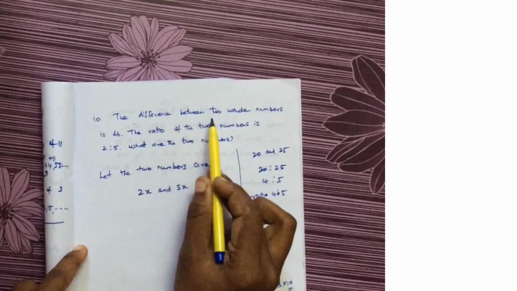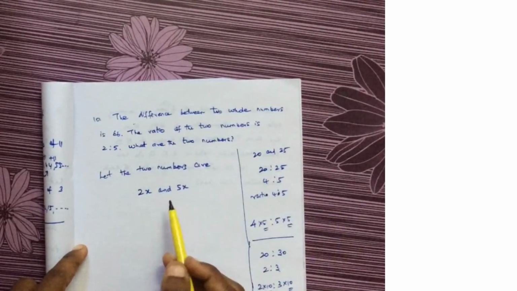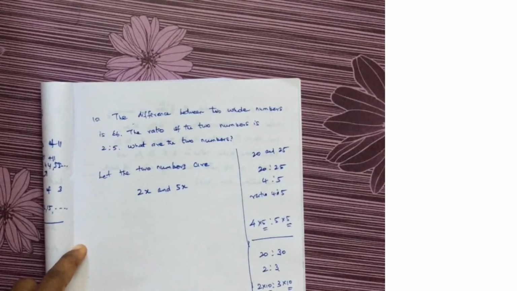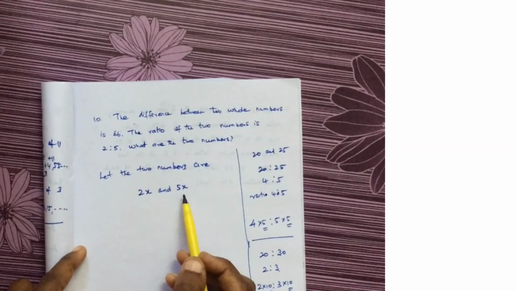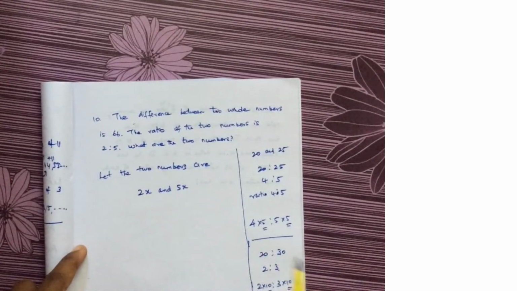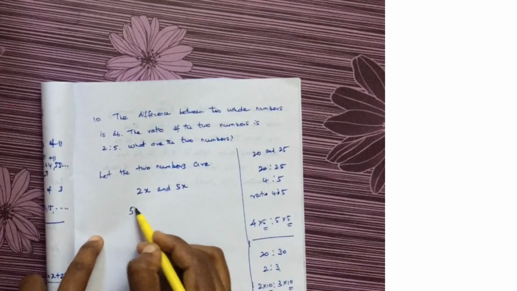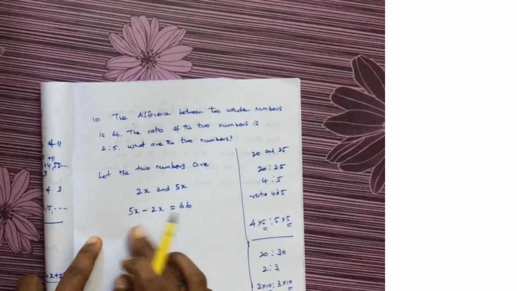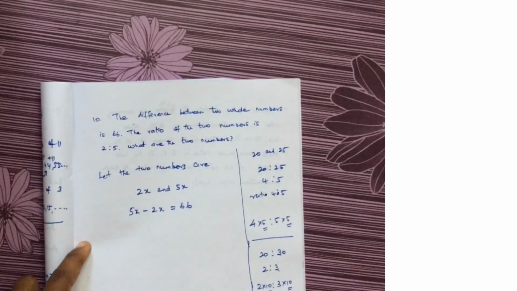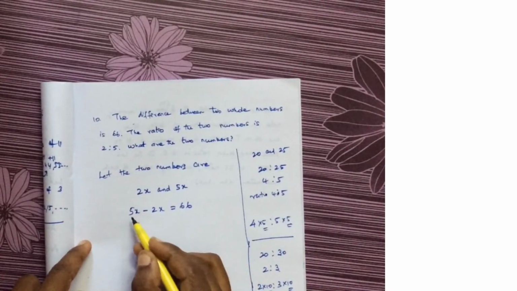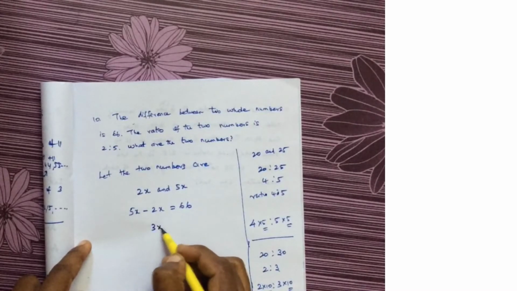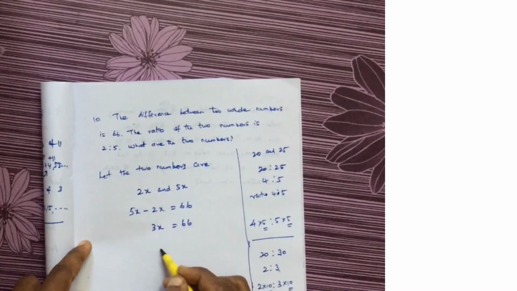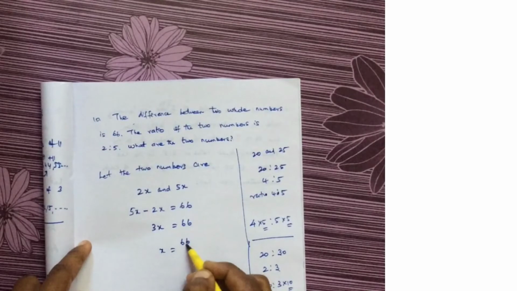The difference between the two numbers is 66. So we can see this is 2x and 5x, and 5x is surely the biggest number. So 5x minus 2x is 66. Difference means subtraction. You have to do subtraction. So here 5 minus 2 is 3x equal to 66. x equal to 66 divided by 3. x equal to 22. Okay.